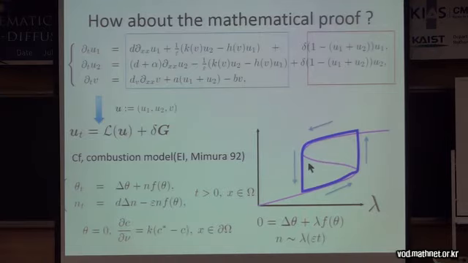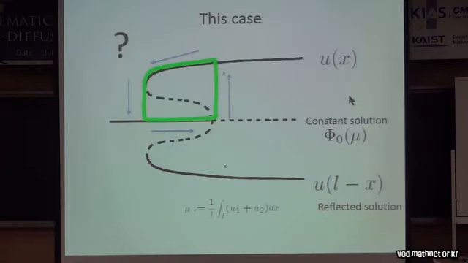As mentioned before, we already know of the existence of relaxation oscillations in some PDE models. In that case, the structure of the relaxation oscillation is like this. This is a very usual type of relaxation oscillation. But in our case, the structure is slightly different. This part is the same, but an unstable constant solution still remains here.